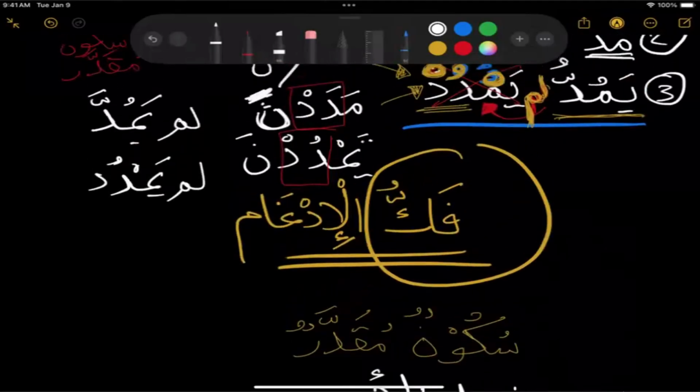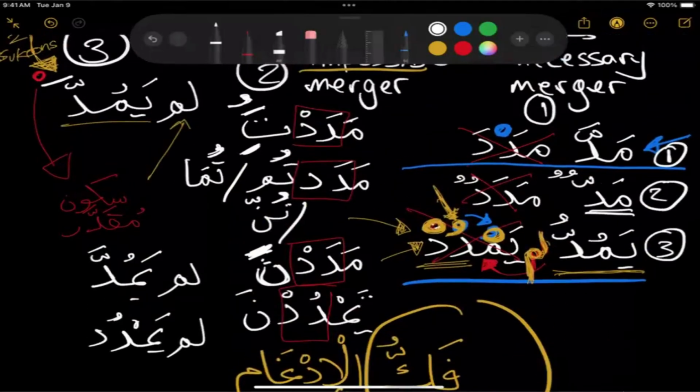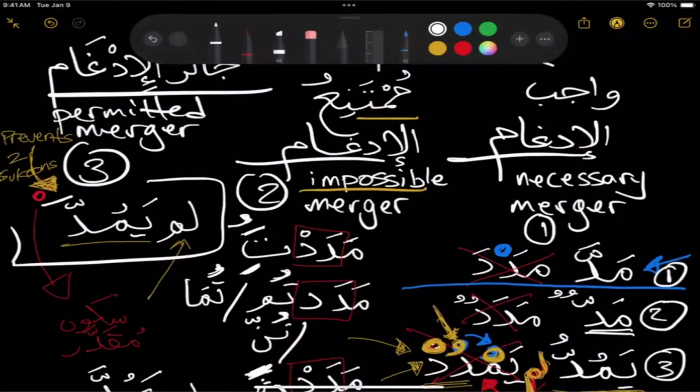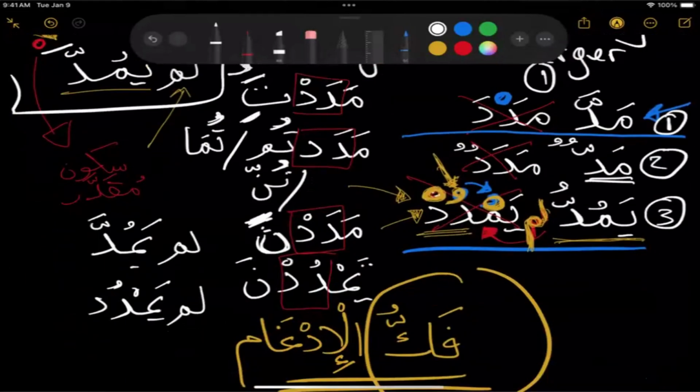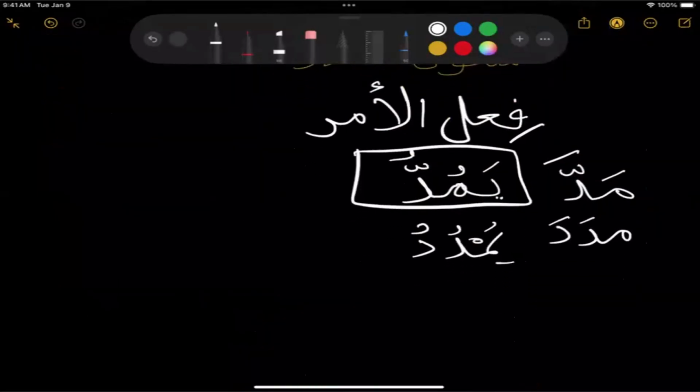Because it goes under the rule we just covered here, which is lam. Falyamdud, lam is jazim. That's lamul amr. So you can say lam yamud and you can say lam yamdud. You can say falyamdud because of the jazim. You say wa man yartadid, wa man yartadid. The jazm, men, enabled us to break the dals apart. Here, this is without a jazm. Without a jazm, we cannot say yamdud.